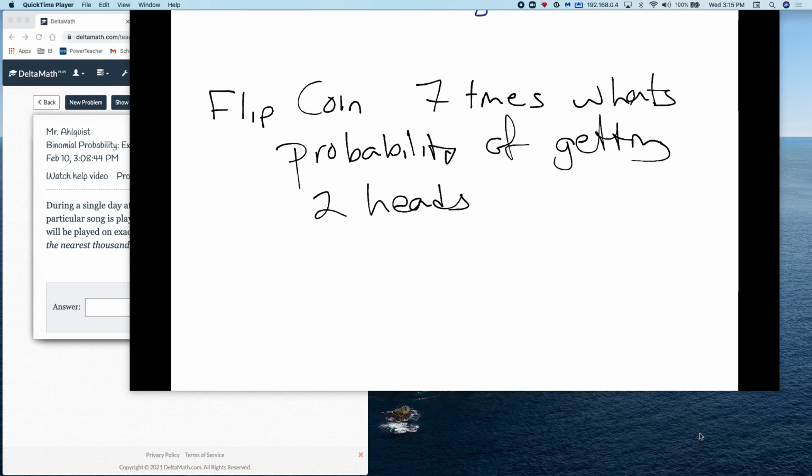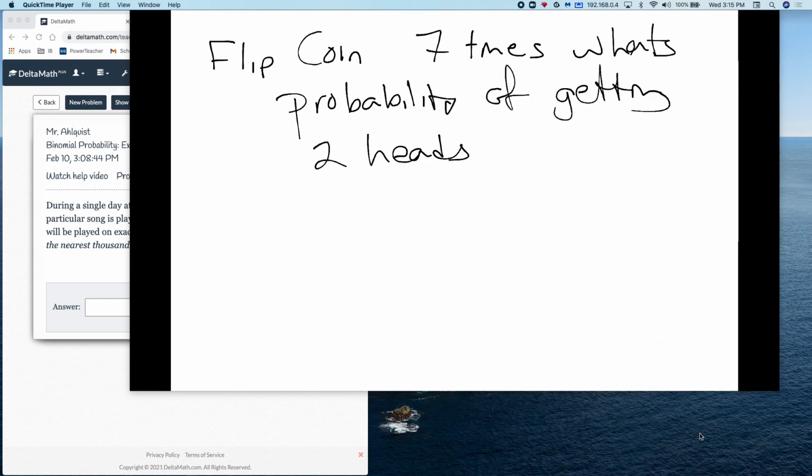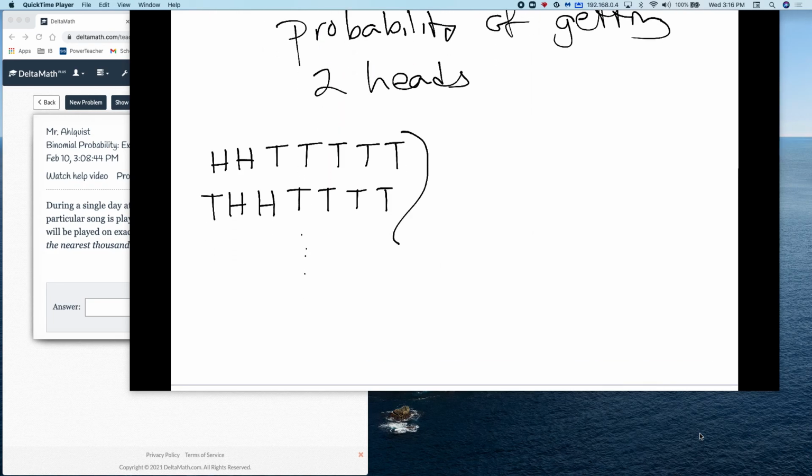If we had to make a list, that would be tricky as well. Think about making a list. You'd have heads, heads, tails, tails, tails, tails, tails. And then you'd have to make a new one. You maybe go tails, heads, heads, tails, tails, tails, tails. And we'd have to keep going with this. That would take a long time. But when we got done, we'd have 7 things. We would choose 2 of them to be heads.